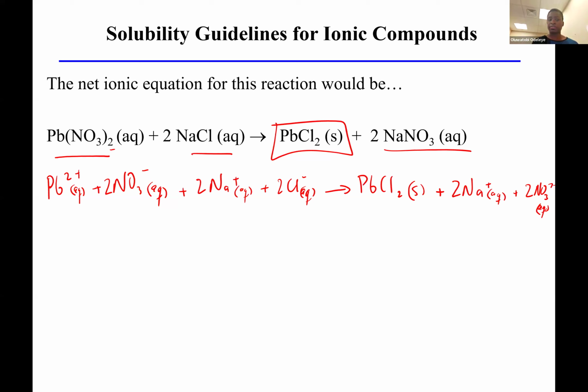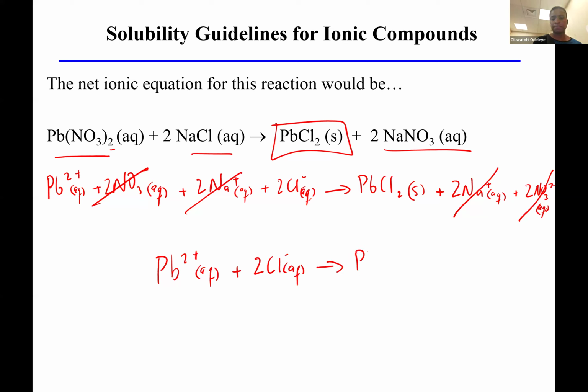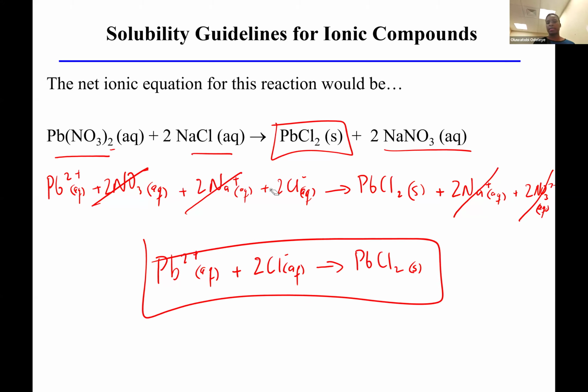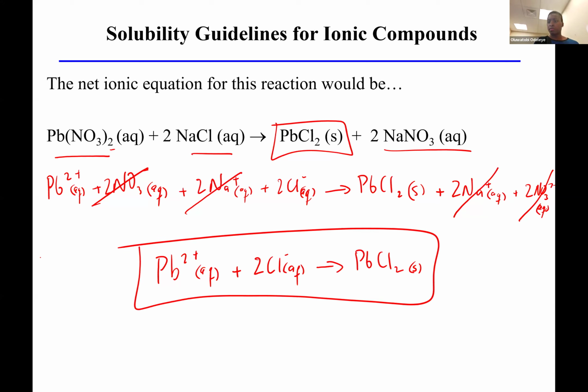In this case, my spectator ions are nitrate on this side and sodium on that side, and so my net ionic equation is Pb2+ plus 2 chloride ions to give me PbCl2. It's a solid. Okay, and that is my net ionic equation right there.